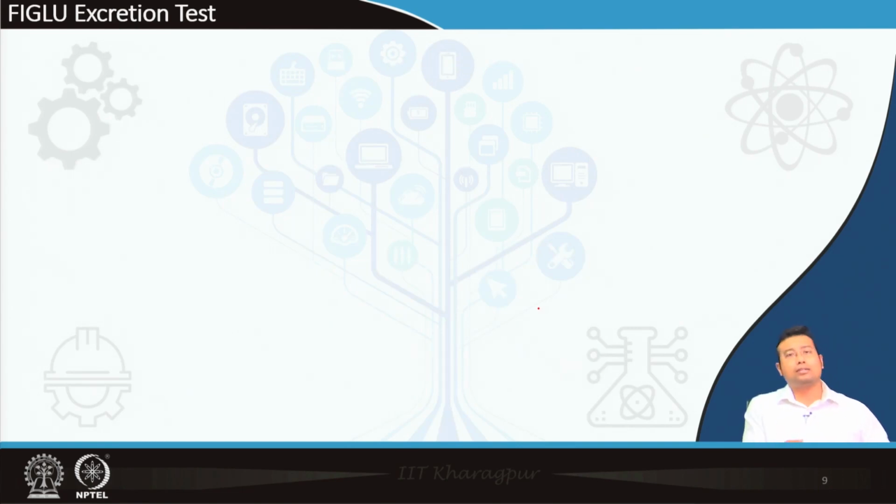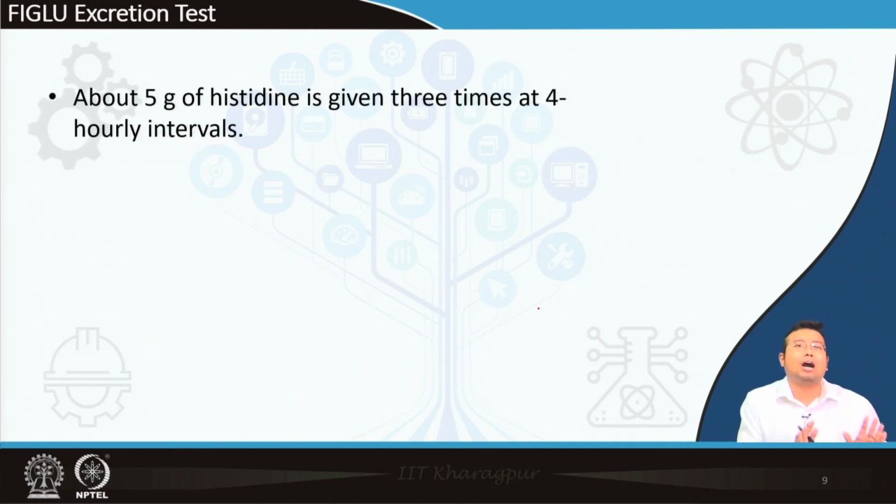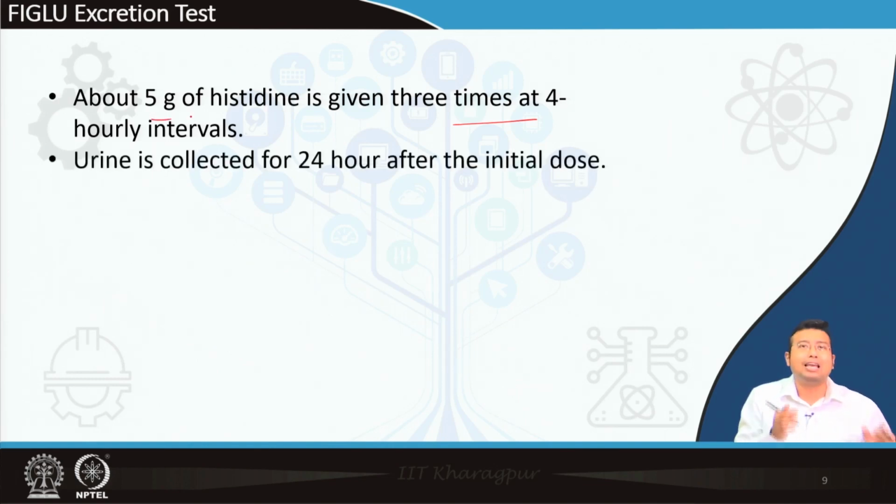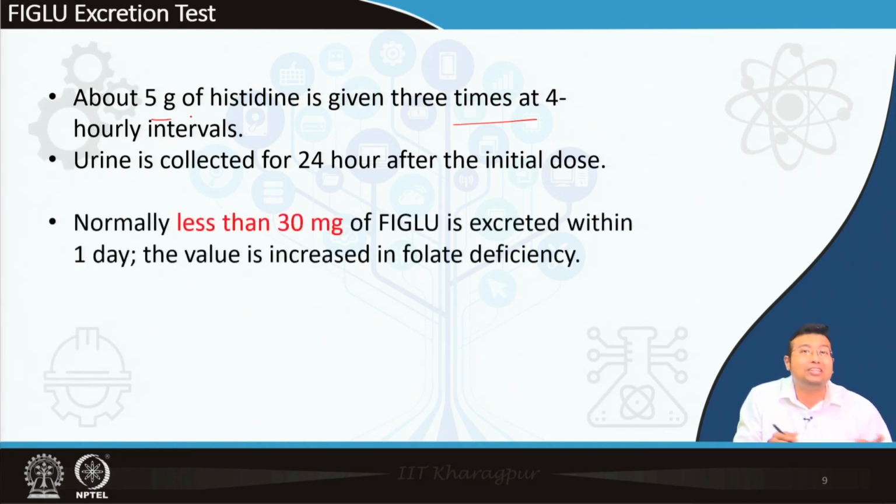So, let us know how this FIGLU excretion test is performed, the exact procedure. This is also known as the histidine loading dose. So, histidine is loaded, I mean an excess dose is given, 3 times at 4 hourly intervals, 5 grams each. This is the dose. Urine is collected 24 hours after the initial dose. So, we will measure the total amount of FIGLU that is excreted in the 24 hours of collected urine, and generally it is less than 30 milligrams per 24 hours, and this is raised in folate deficiency. All right.